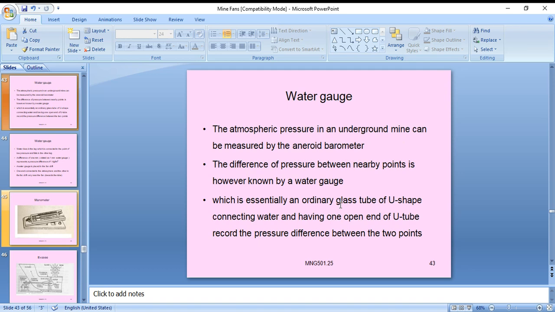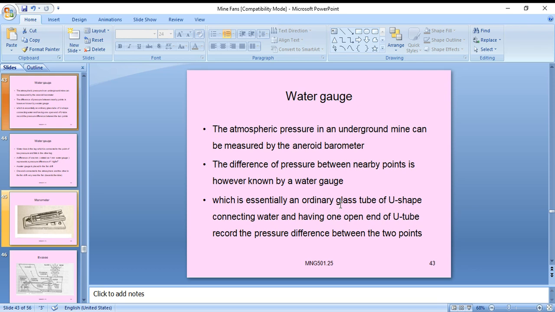The atmospheric pressure in an underground mine can be measured by the aneroid barometer. This is a very popular barometer for measuring how much pressure is generated. The difference of pressure between nearby points is, however, known by a water gauge.